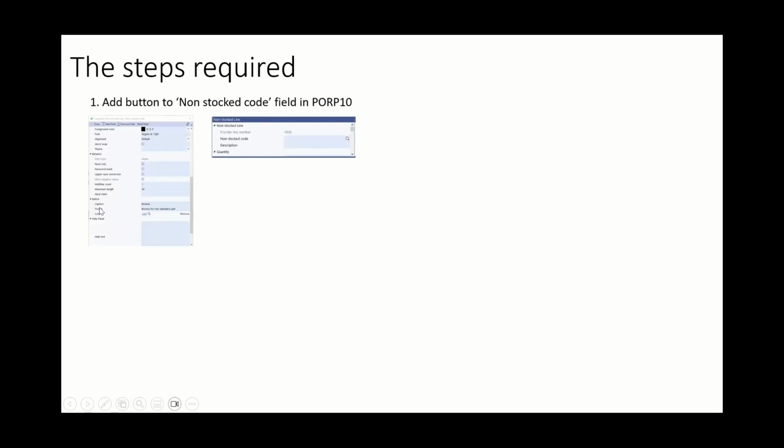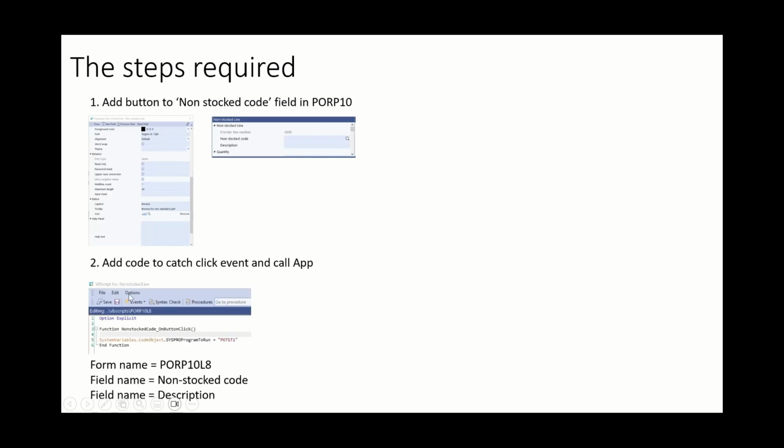field, and basically here we've given it a caption, but in this instance I picked up the magnifying icon and we can see it on the end of our non-stock code here, and when we press that it will be running a bit of VB script in the macro behind this pane, which basically says when you click the button on the non-stock code, please run an app called POTST1.